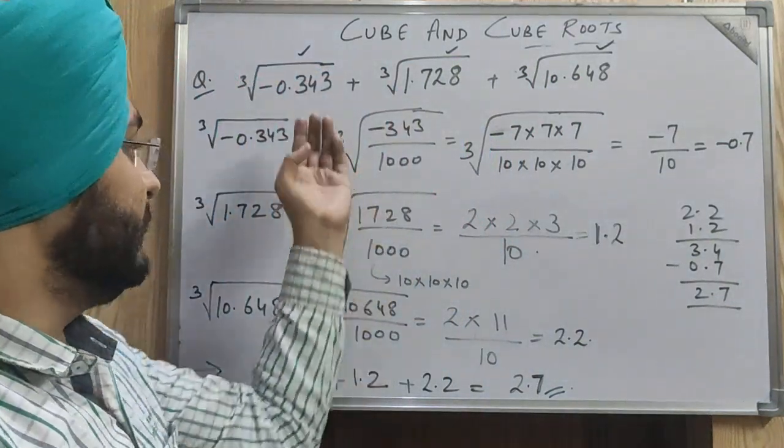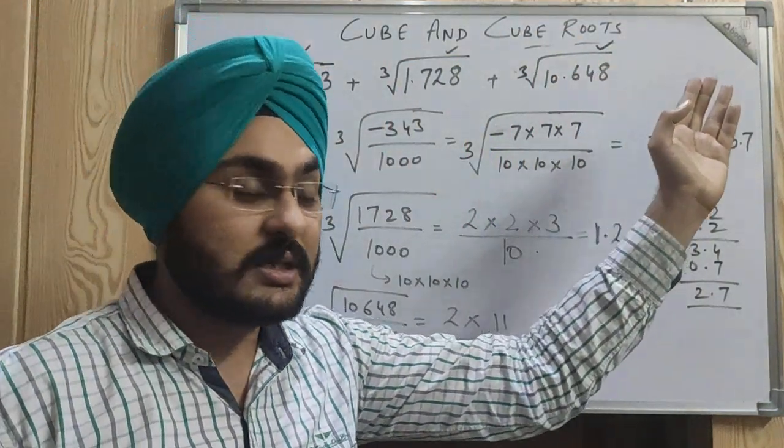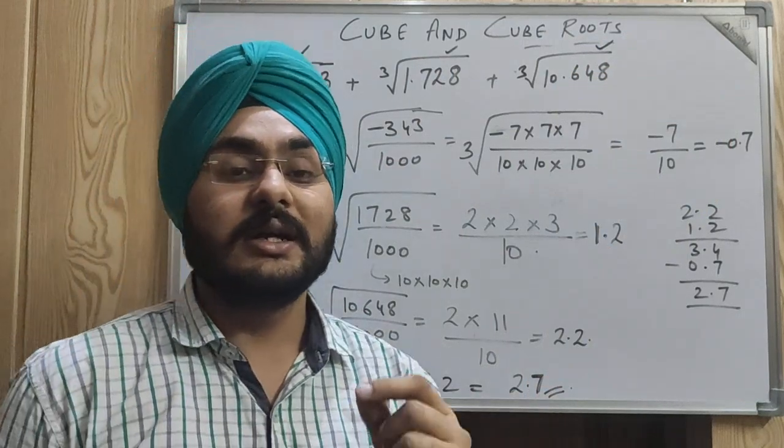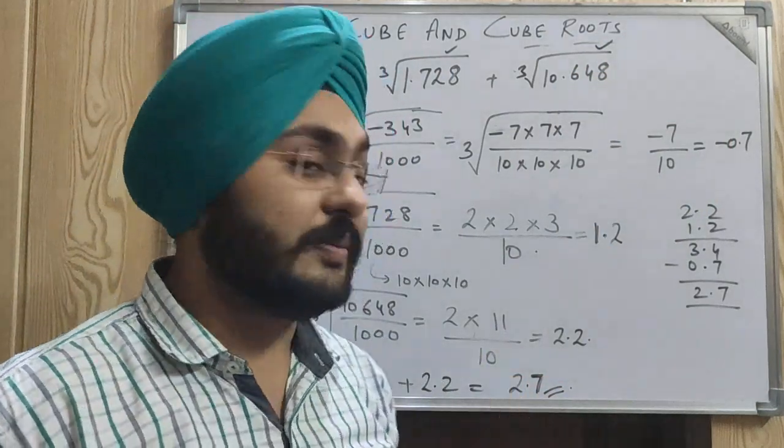So basically, you are given decimal numbers, so your answer should also be a decimal number. I hope these things are clear to you now.